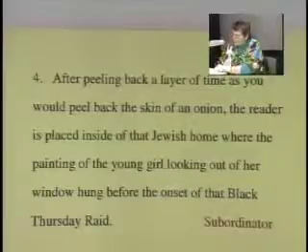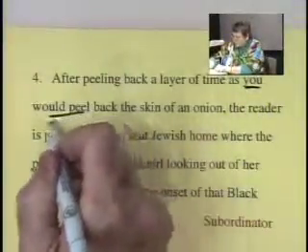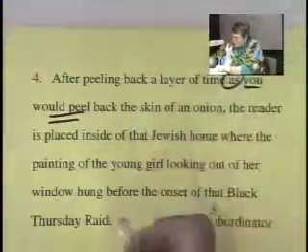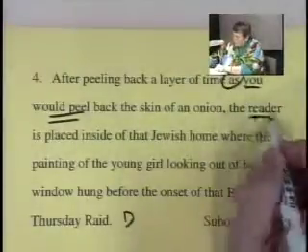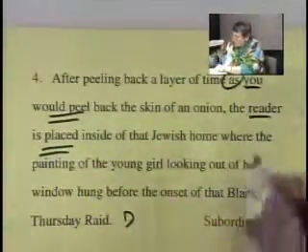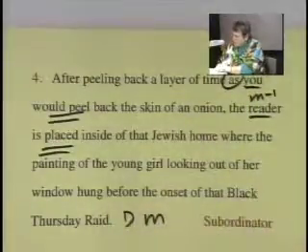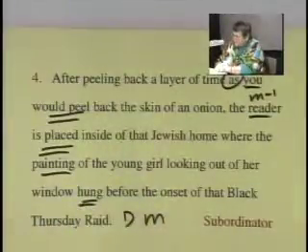Yvonne, where's your first subject? You. How about the verb? Would peel. And the kind of clause? Dependent. And the subordinator? As. So you label it and start a drawing right here. And where's your next subject? Reader. And the verb? Is placed. And the kind of clause? Main clause. Label it. Where's your next subject? Painting. And the verb? Hung. And the type of clause? Dependent. And the subordinator? Where.